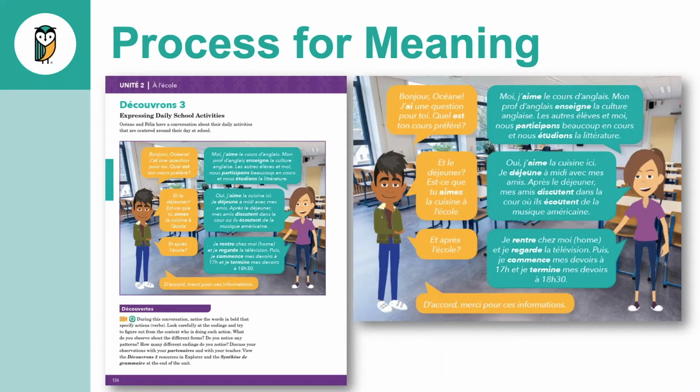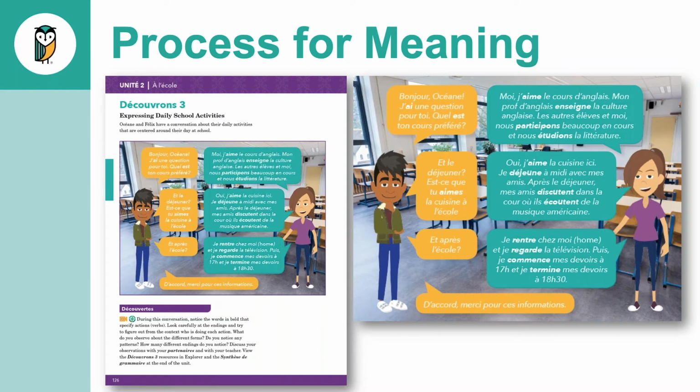The first step of the discovery process is for the students to process the text for meaning. In this case, the text is a dialogue between Océane and Félix about things related to their school day. This step is really just using the text as an interpretive activity. You aren't pointing out or talking about grammar at all here. You just want students to read and get the gist of the text.